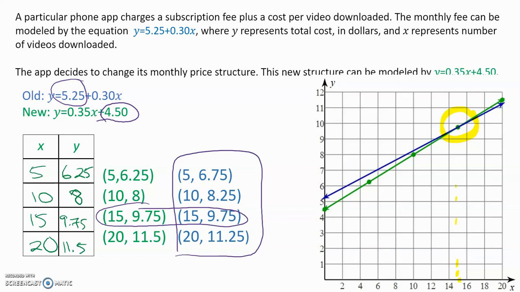However, once you go over that 15 videos, the new rate turns out to be more expensive. That is shown by the graph here, with the green line going higher after these 15 videos have been purchased, and the blue line lower, as well as by our coordinates. And we can verify it algebraically for any of these values of x as well.